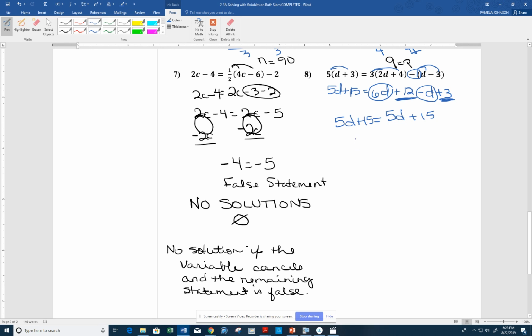I know you probably are already seeing something here, and yes, we can look at this in just a moment, but let's go ahead and subtract our 5d. I'm sure you're noticing that at this point, both sides look to be the same. So we're going to subtract our 5d from both sides. Again, both of our variables cancel out, and we're left with 15 equals 15. This is a true statement.